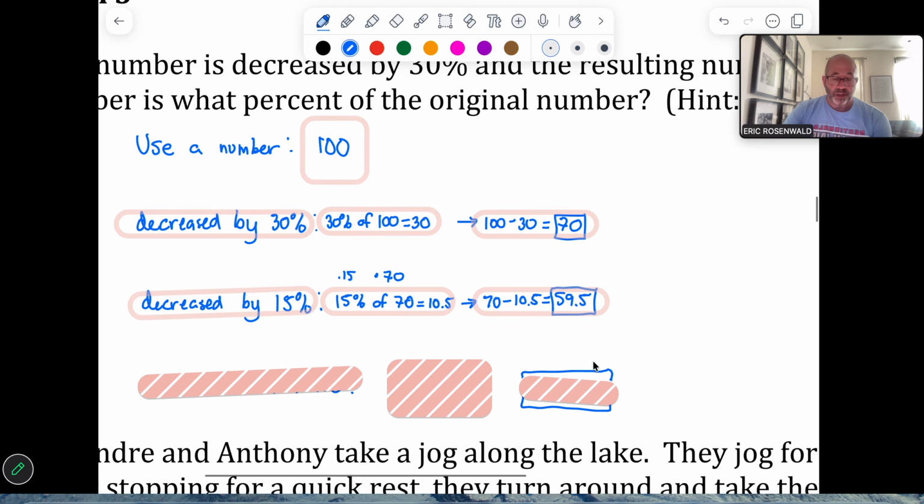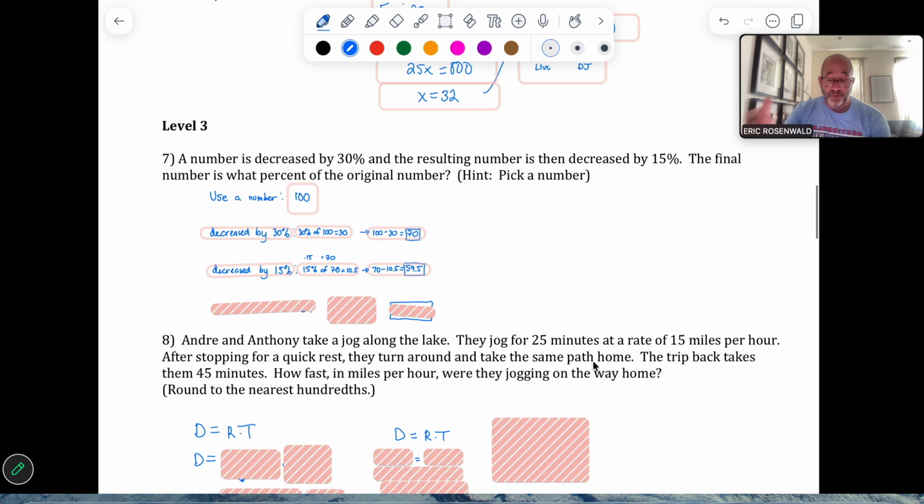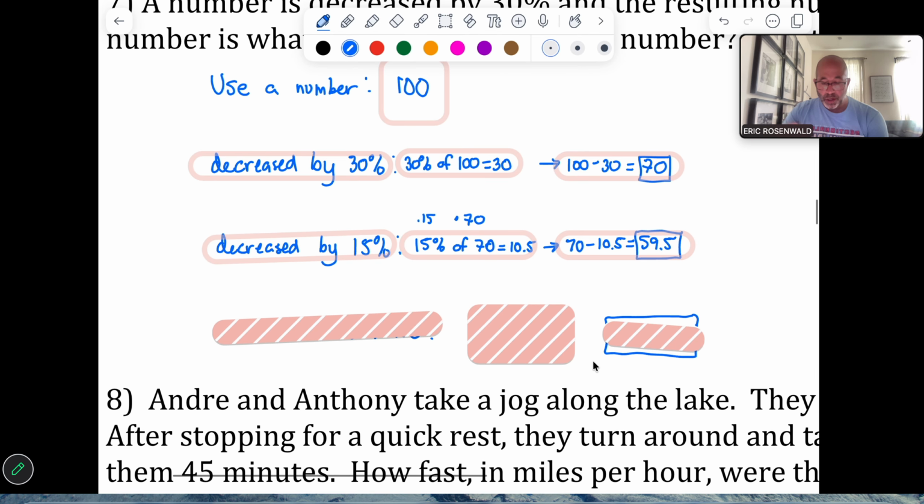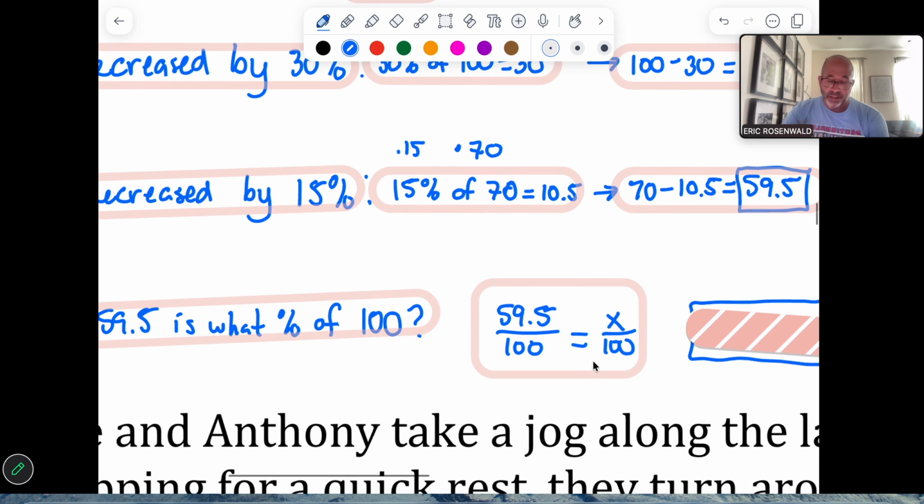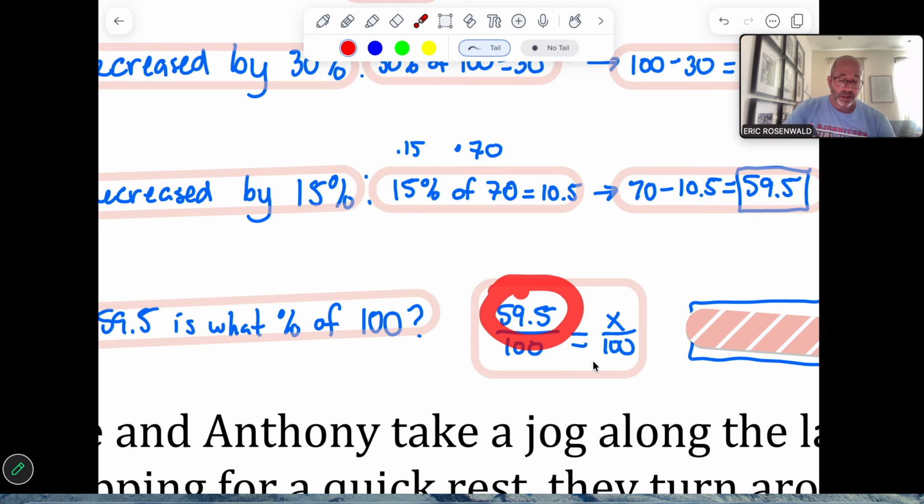So the final part of this question asks, okay, well, great. Now that we've decreased it by 30 and we decreased it by 15, this final number is what percent of the original number? So 59.5 is what percent of the original number? Well, 59.5 is the part out of my original number, my total. Remember, this is part out of total. I'm down to 59.5. It's out of 100. And then percent out of 100.